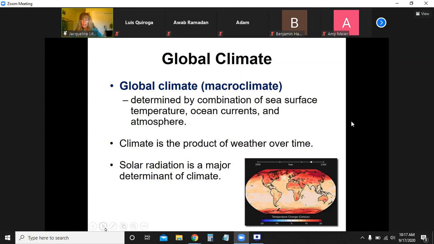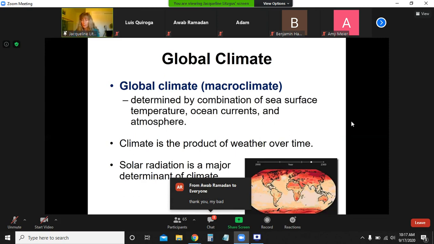So then, it's obvious now from that discussion, I think, that heat energy is not distributed equally over the planet, right? There's variation in heat budgets that account for global temperature and wind and rain patterns and ocean currents, right? So there's going to be this variation. So global climate or macroclimate, macro means big, right? So the global climate or the macroclimate is determined by this combination of sea surface temperature, ocean currents, and the atmosphere. And so climate, you can think of it as the product of weather over time. And so solar radiation, importantly, is a major determinant of that climate.